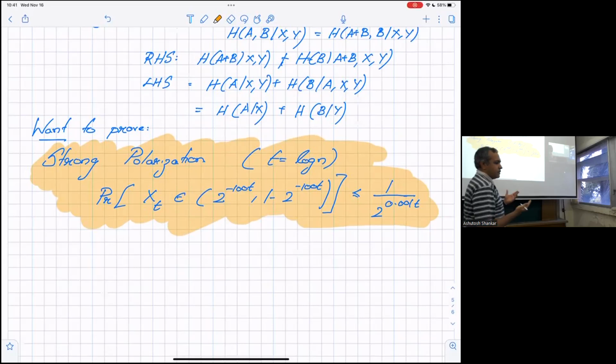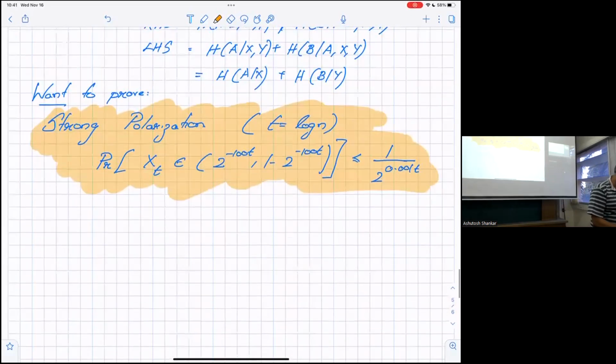Let's look at some of such processes and see which of them actually go to 0 or 1, and see what the property of such a process is that lets us say that it goes to 0 or 1. So let's see some examples of martingales.